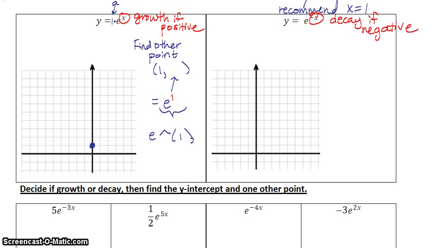And that's just e to the first power, which is just e. So that's going to end up being 2.718. And because of the e being a decimal, all these are going to be approximate for the other point today. All right, so (1, 2.7), there it is. I'm going to now draw in my general shape. And this one looks like exponential growth. And then I'm going to find the domain and range and the asymptote.